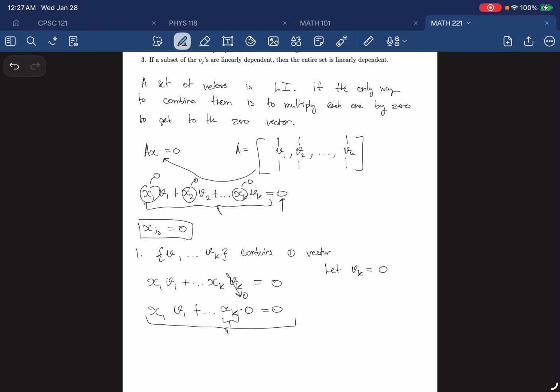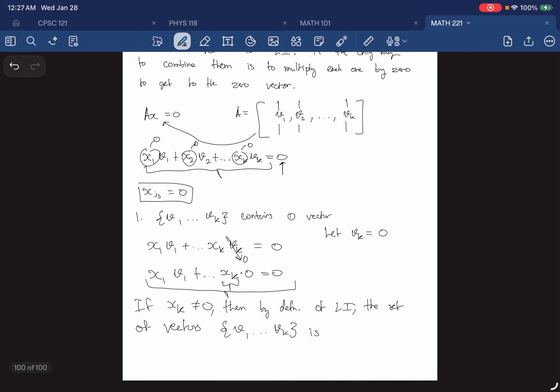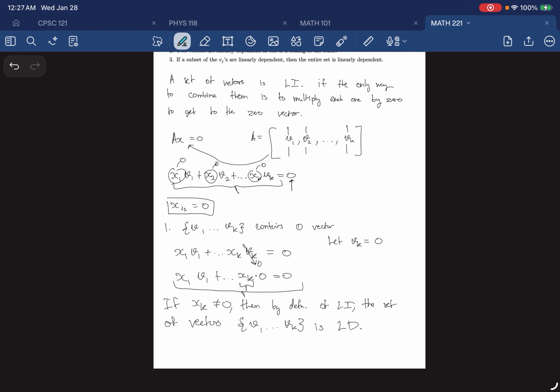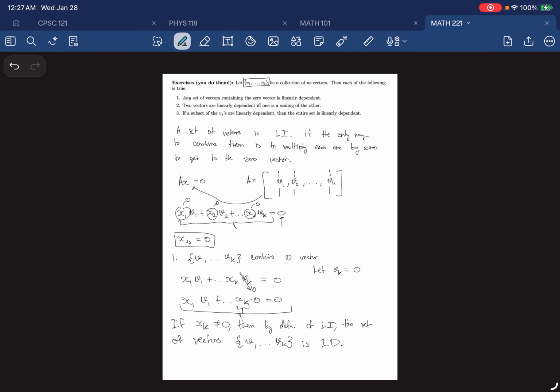So if xk is not 0, then by the definition of linear independence, the set of vectors v1 to vk is linearly dependent. Okay, so we just proved number one. Let's go on to number two.